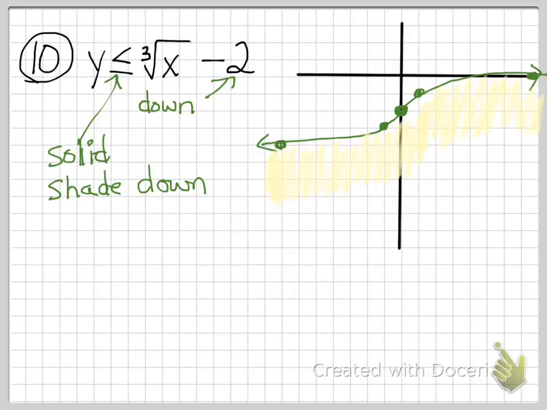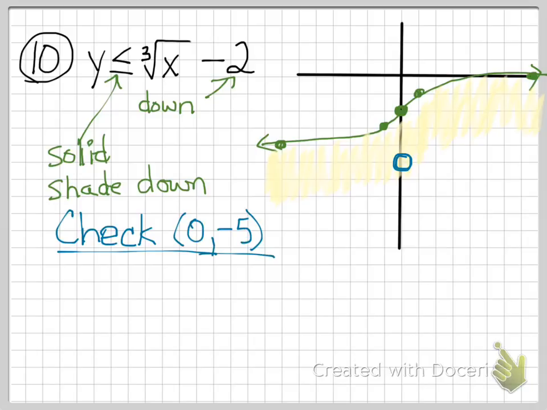Now we get to pick a point to check. We want to always check our shading. Which point should we pick? Well, I'm just going to go on the y-axis because then I can keep a 0 in there. What's that point? That would be (0, -5). Okay, we're going to check that.